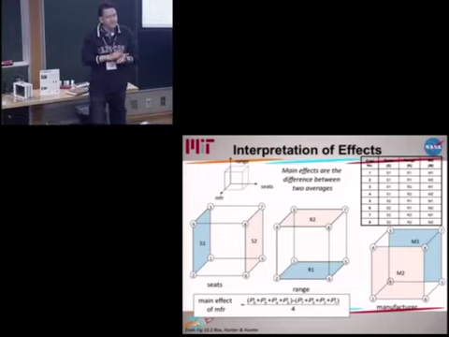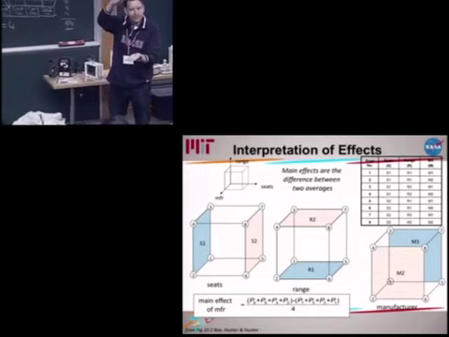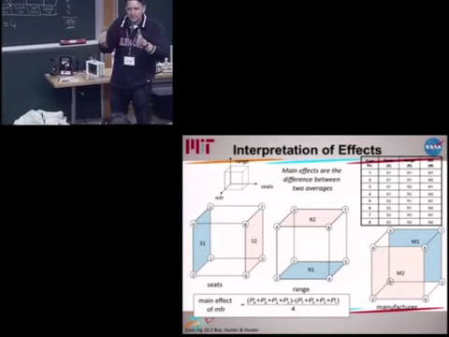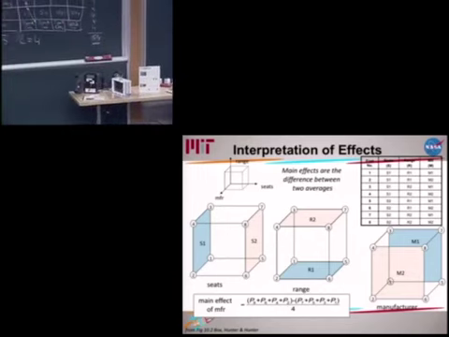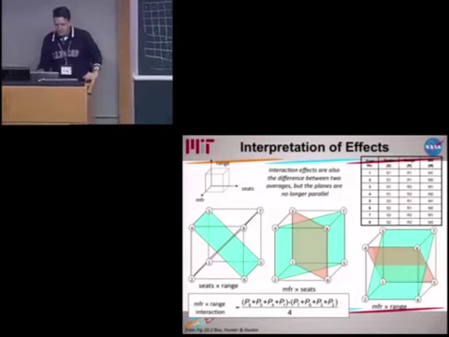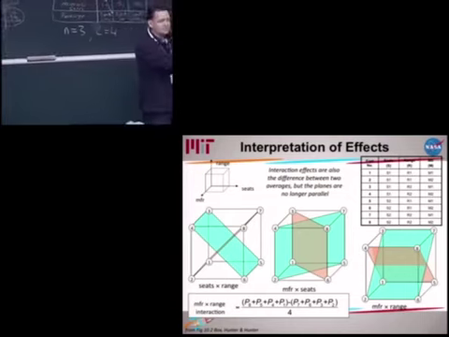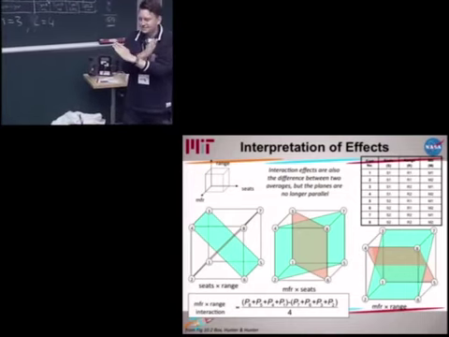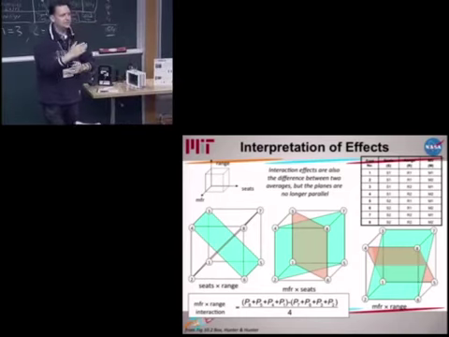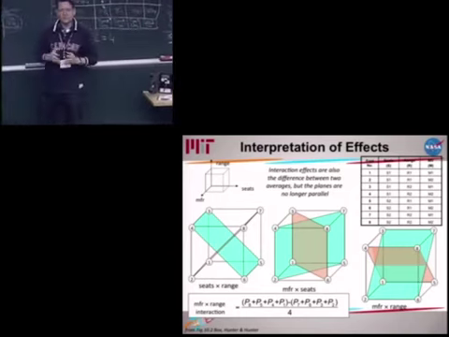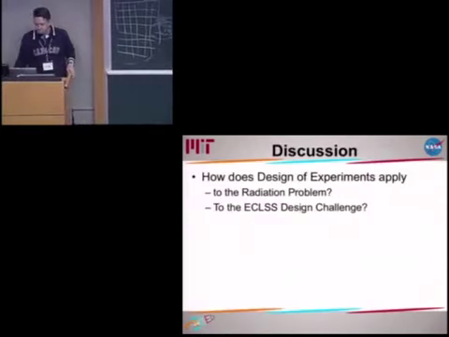So when you're looking at the main effect, you're essentially taking the difference between two planes, right? The top plane, the bottom plane, the left plane, the right plane. So you're looking at the differences between two planes. The interpretation of interaction effects is taking the difference between two diagonals, right? That's the interactions. So you're looking at either left-right or top-down. There are three different combinations, right? So that's geometrically an interpretation of what that means.